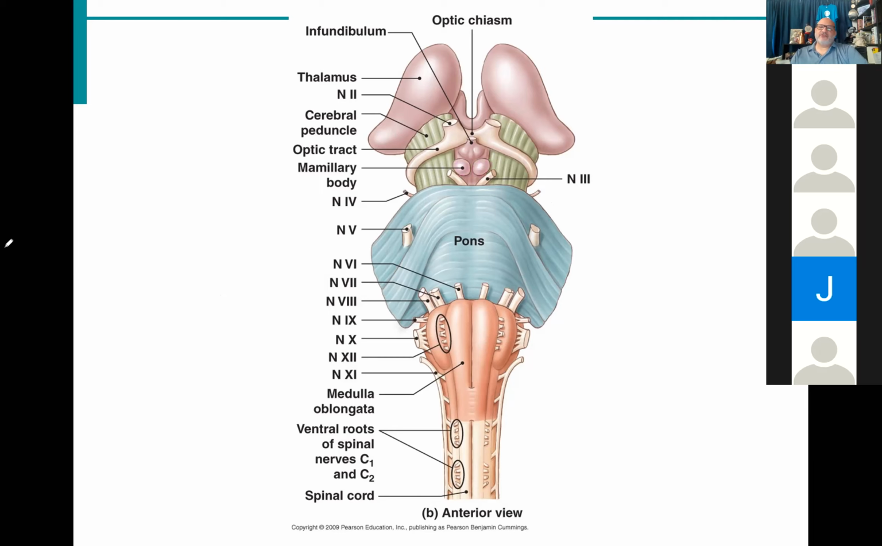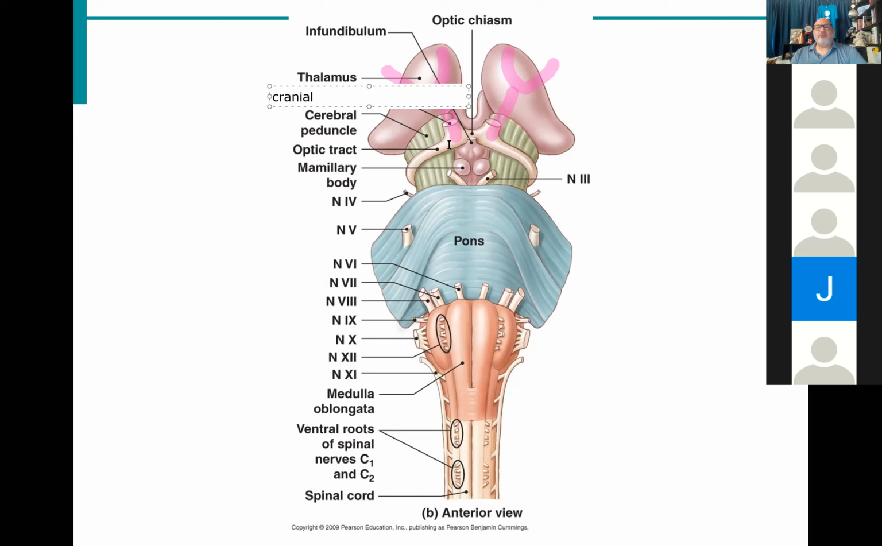And that allows us to see three additional structures we are responsible for as well, starting first with the two optic nerves. Optic nerves, as we've talked about, are those bundles of axons that carry information from the eyeballs towards our brain. And that is cranial nerve 2, that optic nerve.